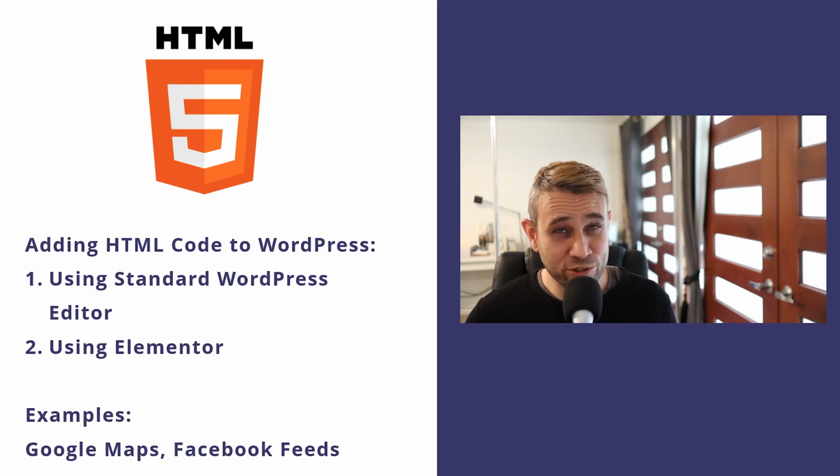In today's WordPress tutorial, we're going to be adding HTML code to WordPress. I'm going to be using two methods, first using the standard WordPress editor and also using the Elementor page builder. Adding HTML code to WordPress is a really great way of adding content and functionality to your site. For example, we're going to be using it to add Facebook feeds and Google Maps to the site, but there are lots of other applications that can be added to WordPress using this method.